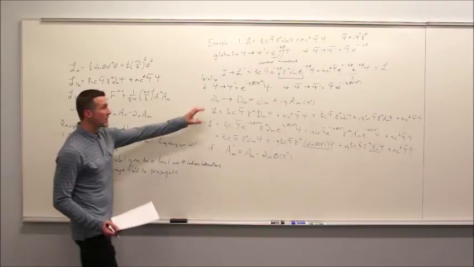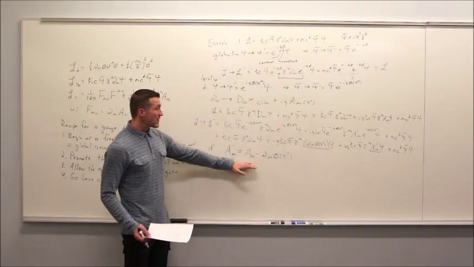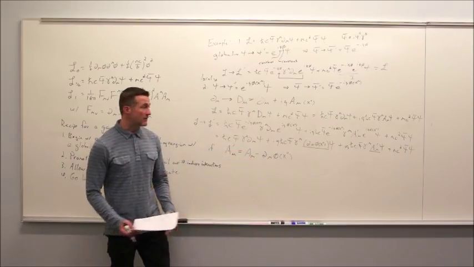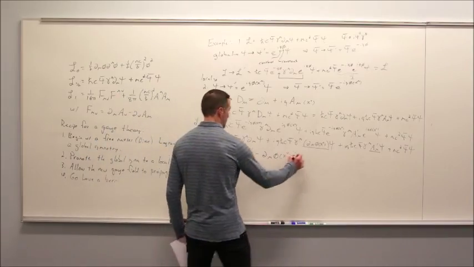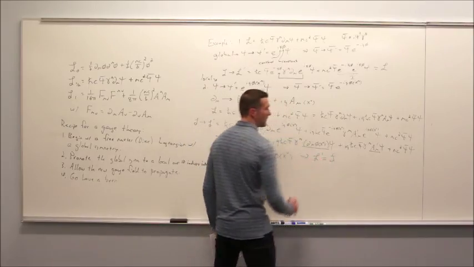Sure. You see the symmetry that I'm talking about? I started with a Lagrangian. I did this local transformation. And as long as A behaves in the correct way, I end up with the same Lagrangian at the end. Okay?